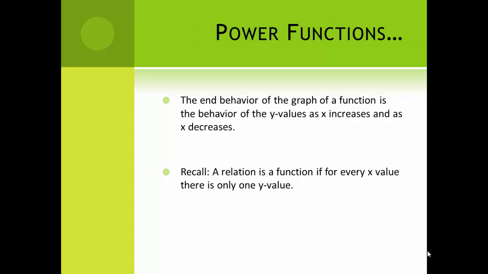Another thing we're going to look at is the end behavior of the graphs of these functions. And what that means is we're going to look at what happens to the y values as the values of x increase and as the values of x decrease. And just remember that a relation is a function if for every x value there's only one y value. And remember that we can test that using the vertical line test, for example.